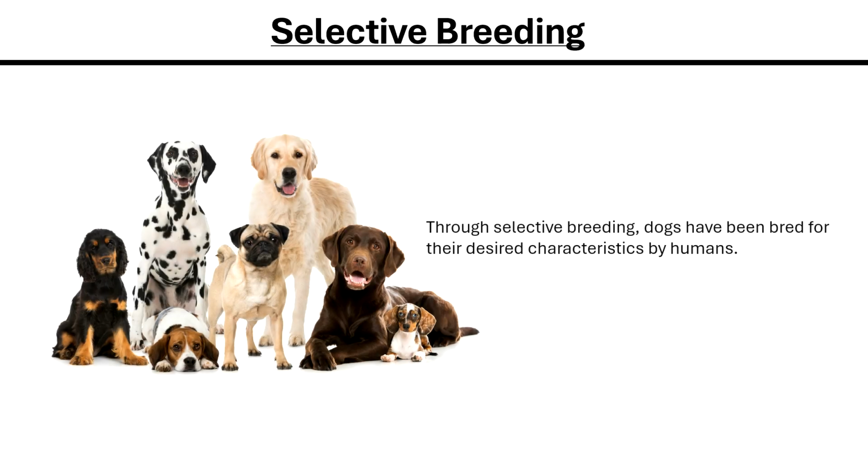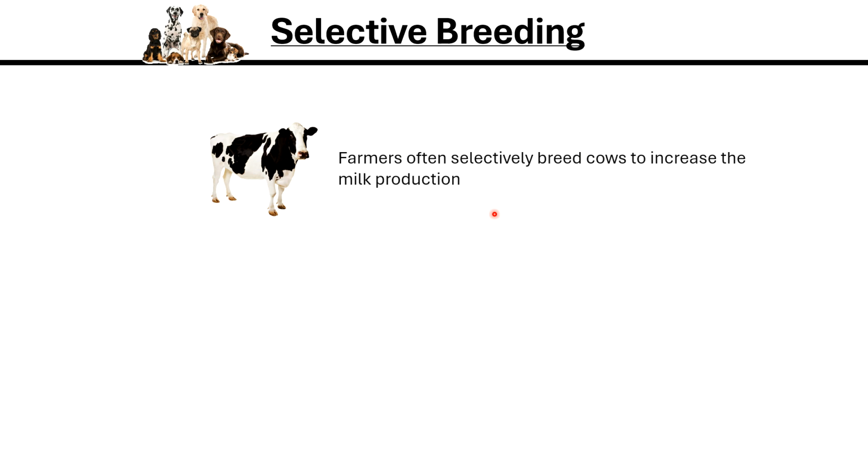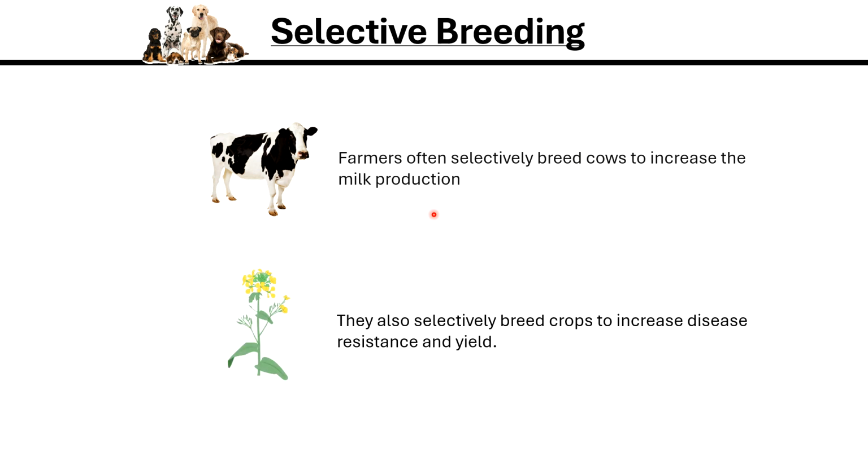Selective breeding is the choosing of the individuals of a species with desirable characteristics. In the case of dogs, it would be the friendly dogs, the more tameable dogs, and making them reproduce to pass on those traits, giving us the breeds that we have today. We also have that farmers will selectively breed their cows to increase milk production and their crops to increase disease resistance and the amount of yield.